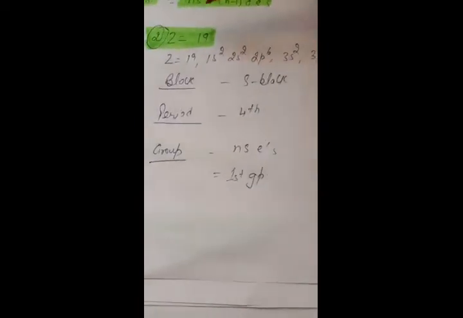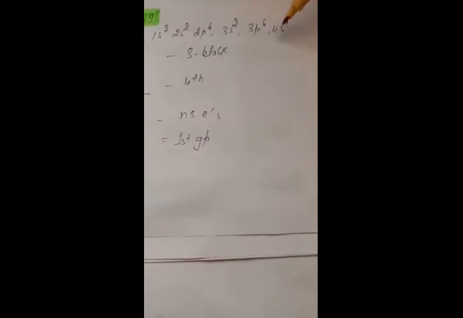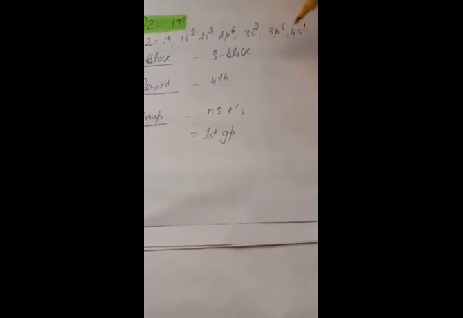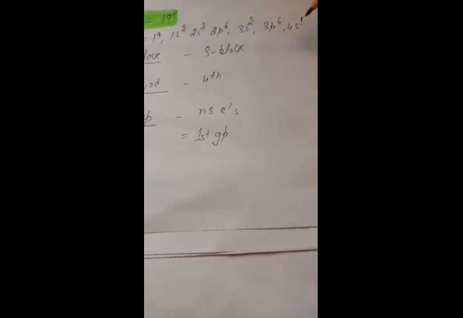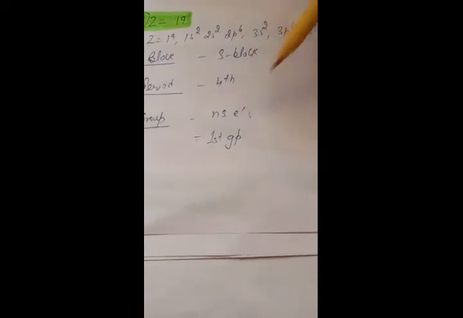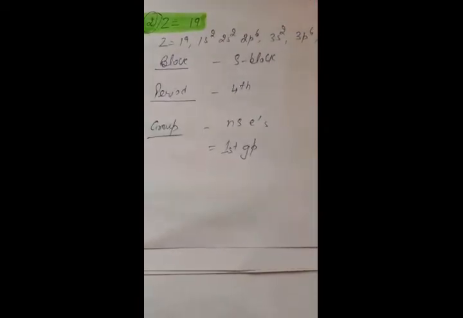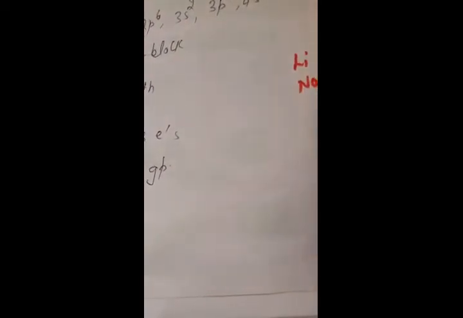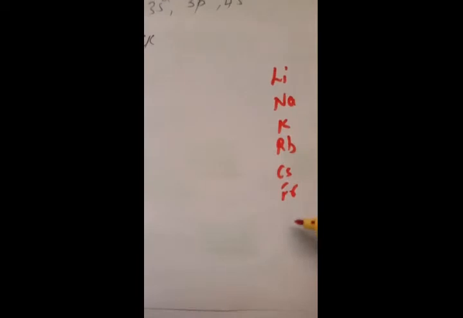So next, if Z is 19, then it is potassium. The last electron enters into 4s1. So the block is s block, because it enters into the s subshell, and the highest n number is 4, so the period is fourth. And how many electrons are present in s? Only 1. So I have written here group is equal to the number of s electrons. Only 1 electron is present in the s subshell, so it means it's a first group element. Obviously its atomic number is 19, so it belongs to lithium, sodium, potassium, then rubidium, cesium and francium. These are all group 1 elements.